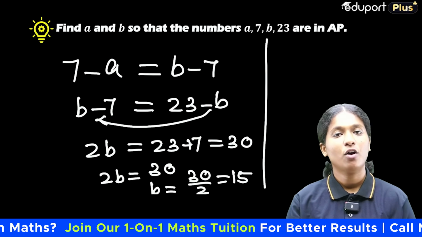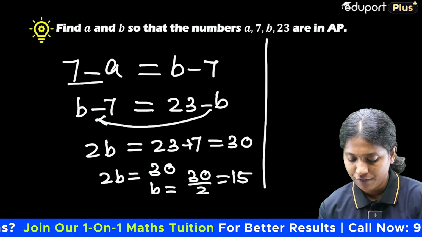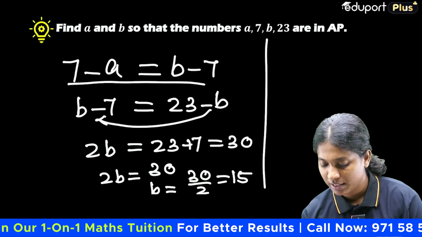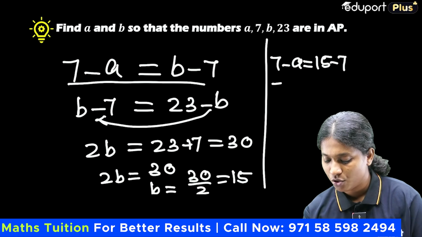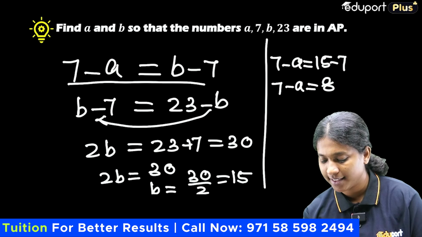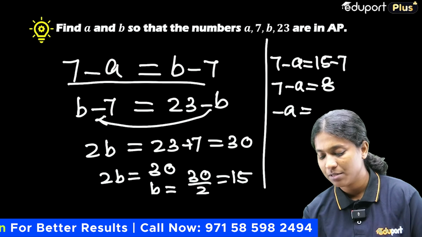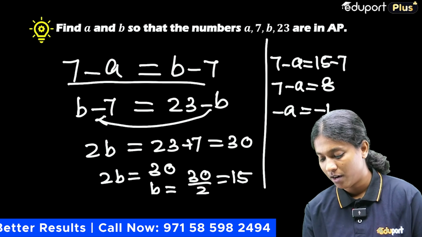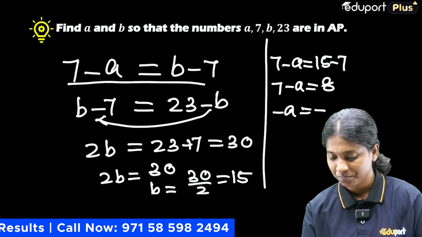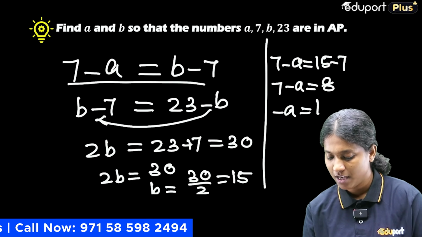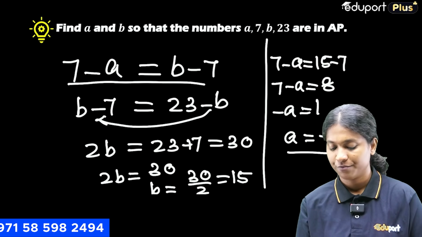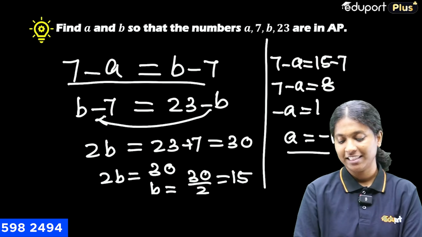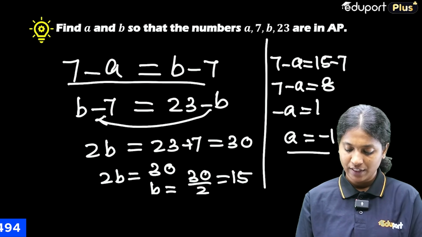Alright, now we got the B, so we can solve A easily. So 7 minus A equal to 15 minus 7. So 7 minus A equal to 8. Minus A is equal to 8 minus 7, which is 1. So minus A equal to 1. So A is equal to minus 1. Fine. So this is the answer, that is A is equal to minus 1 and B is equal to 15.